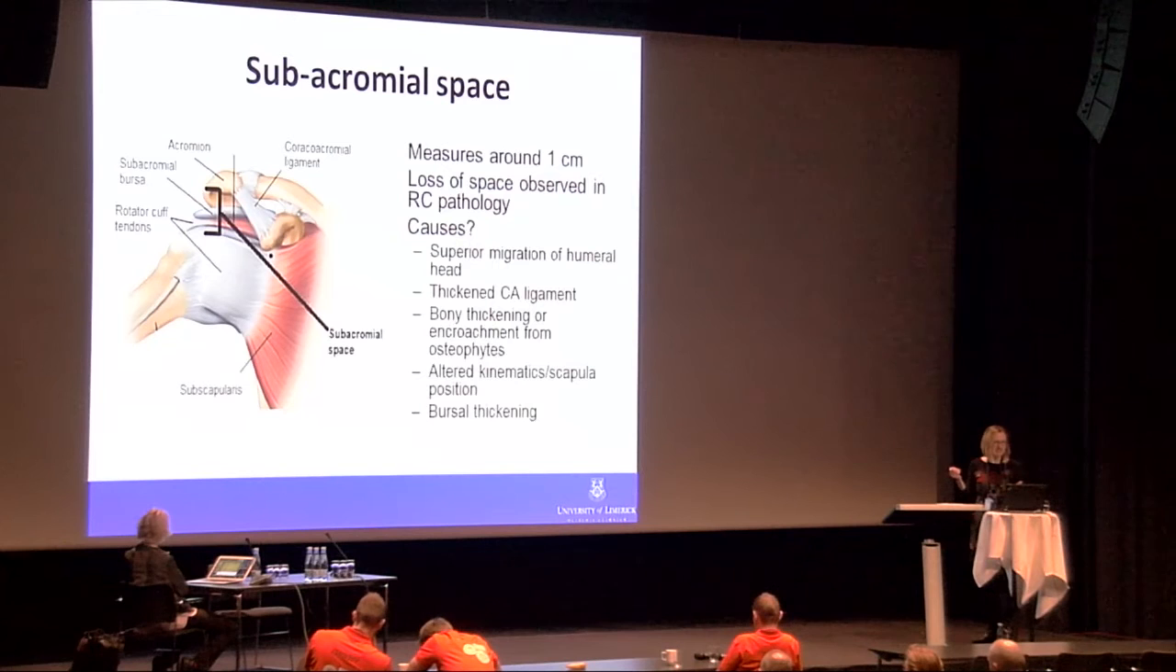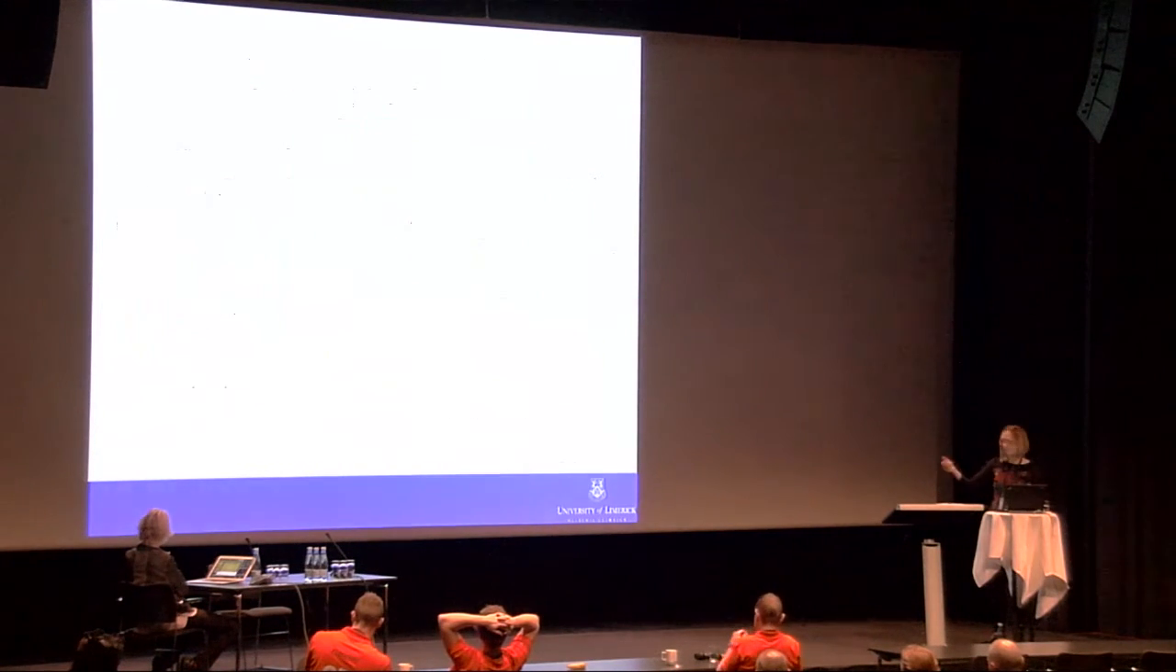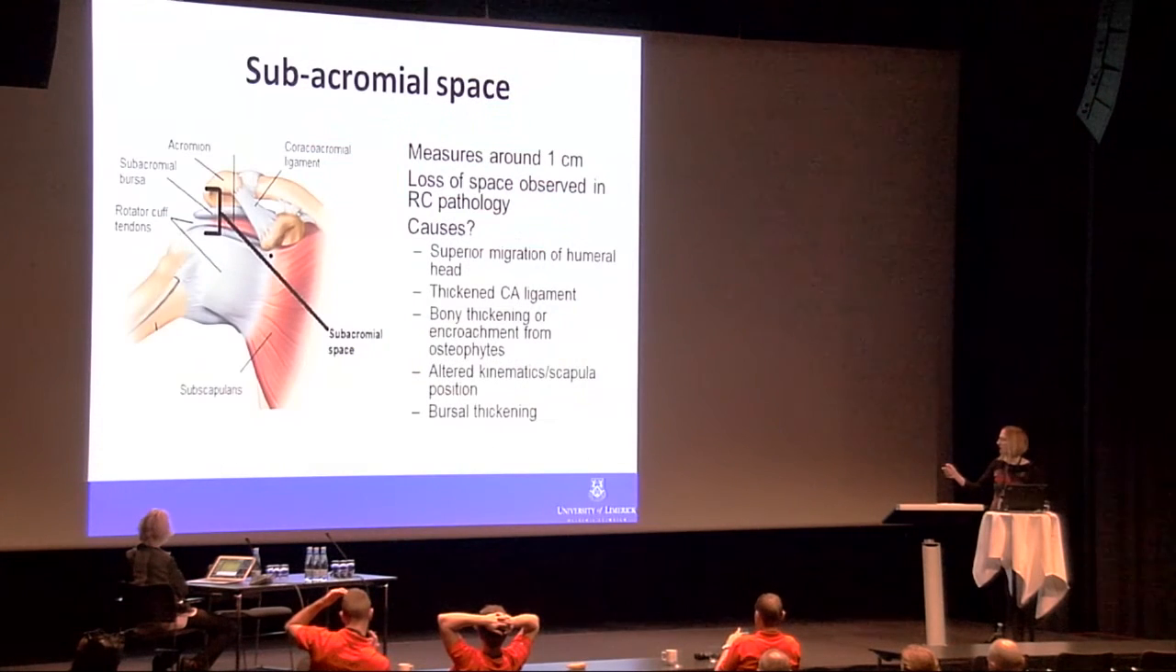And we know that over the years, research has reported that a loss of space is observed in rotator cuff pathology. So why might there be a loss of subacromial space in rotator cuff pathology? Well, these would be the theories: that there's superior migration of the humeral head, which might be related to rotator cuff muscle dysfunction; that thickening of the coracoacromial ligament might encroach on the space; that bony thickening or encroachment from osteophytes on the acromion or coracoacromial ligament also may reduce the space.